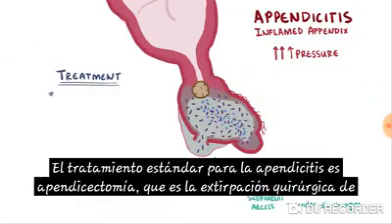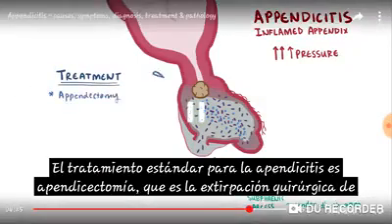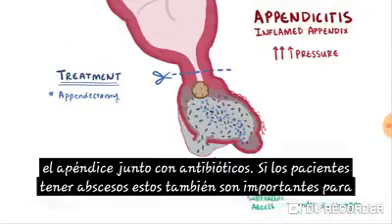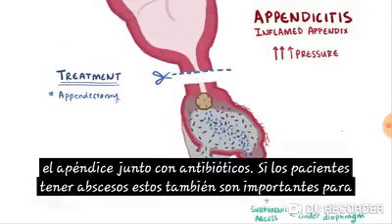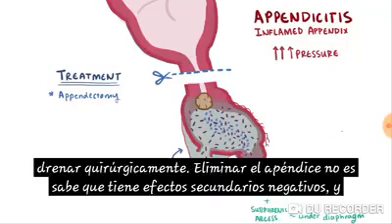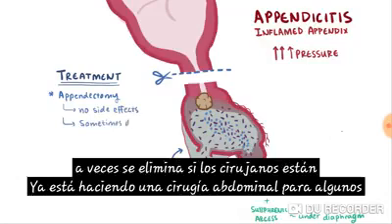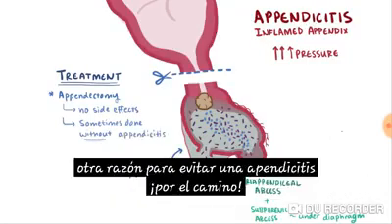The standard treatment for appendicitis is appendectomy, which is a surgical removal of the appendix along with antibiotics. If patients have abscesses, these are also important to surgically drain. Removing the appendix isn't known to have any negative side effects, and sometimes it's removed if the surgeons are already doing an abdominal surgery for some other reason, just to avoid an appendicitis down the road.